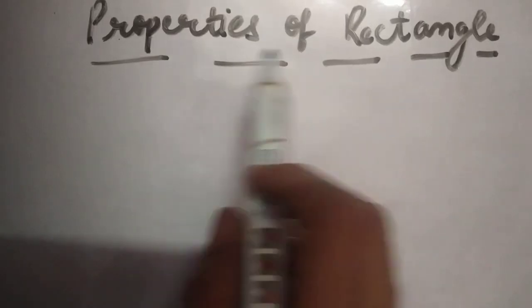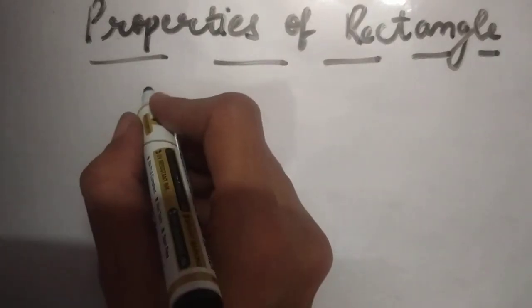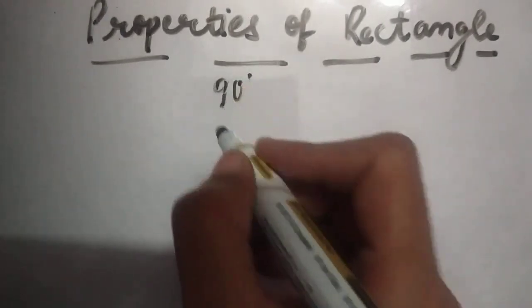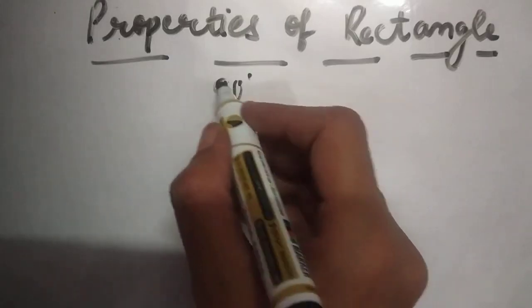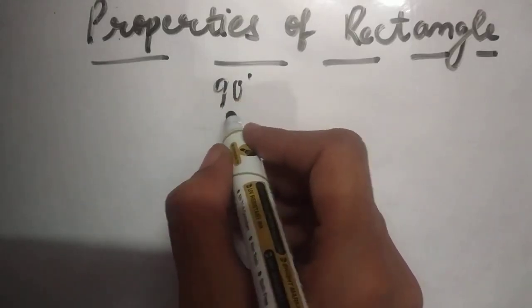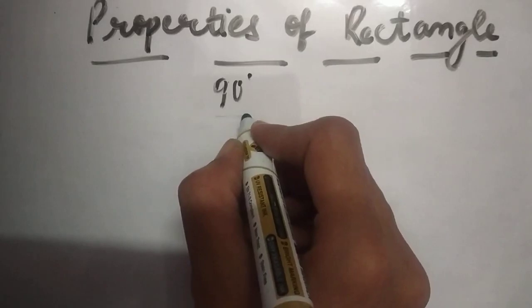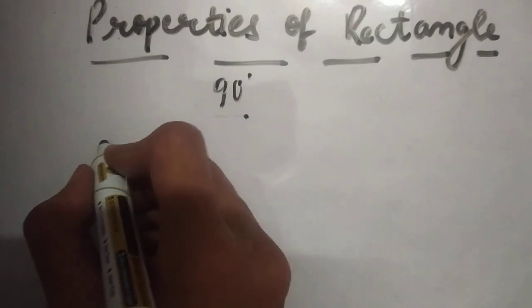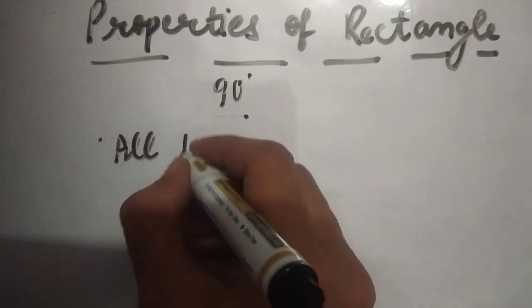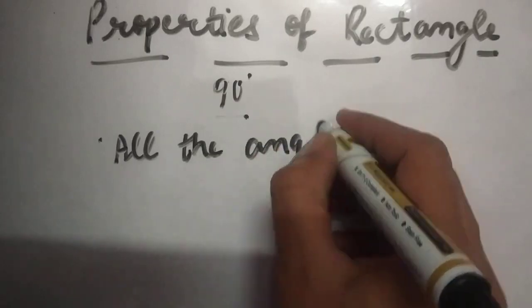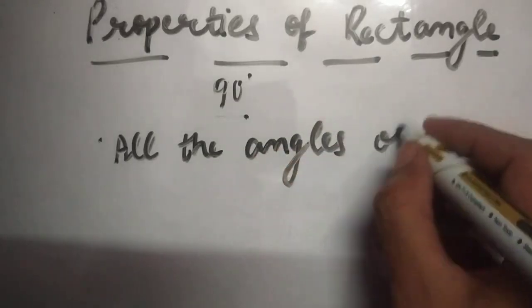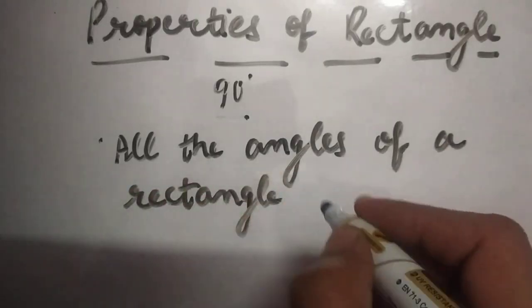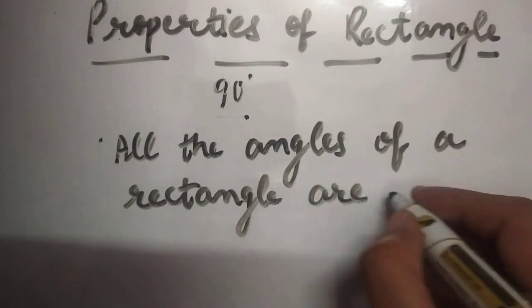So now the properties of rectangle. If one angle of a parallelogram is a right angle, means if it is 90 degree, then it is called a rectangle. So if one angle of a parallelogram is a right angle, then it is called a rectangle. And the property which will help you is all the angles of a rectangle are right angles.